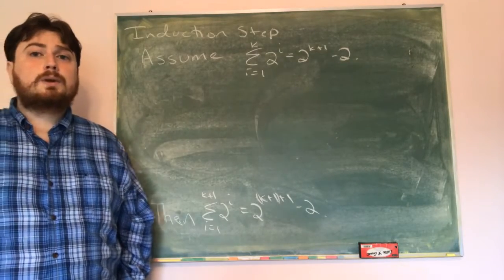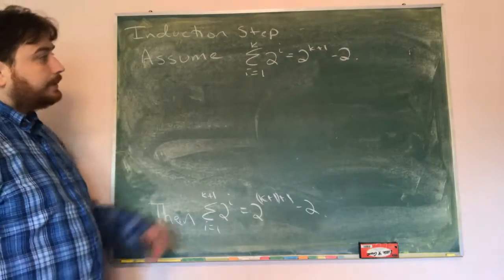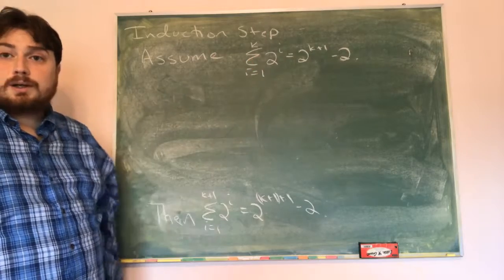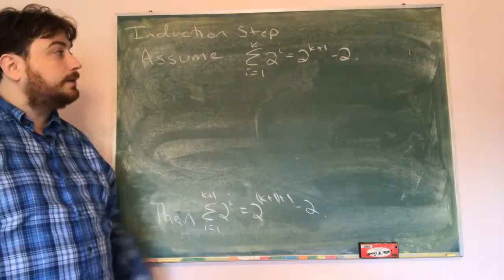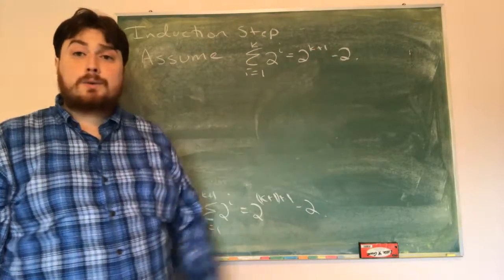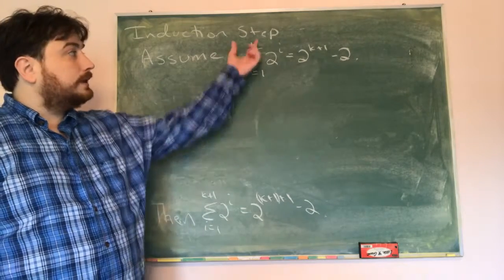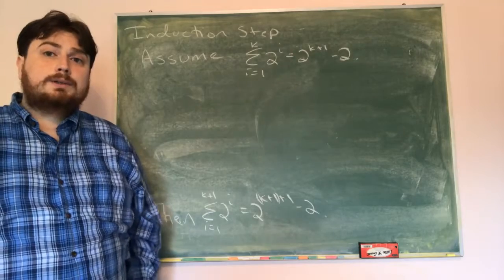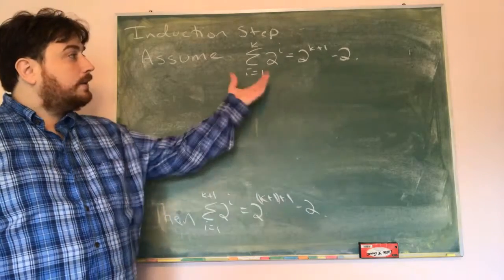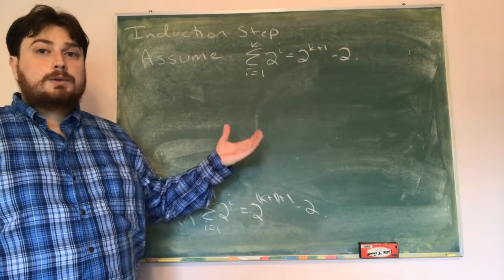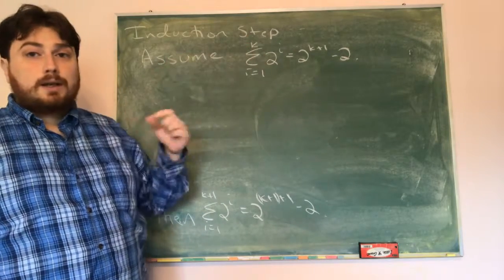Alright, now that we've shown the base case for our problem, that is when n is equal to 1, the sum from 1 to 1 of 2 to the i is in fact just 2, which is the same as 2 squared minus 2. And so now we need to say, okay, let's assume that this is true for the kth case. When I assume it's true for the kth case, it looks like I'm assuming that the theorem is always true, but that's not actually what I'm doing. I'm assuming it's true just for this k.